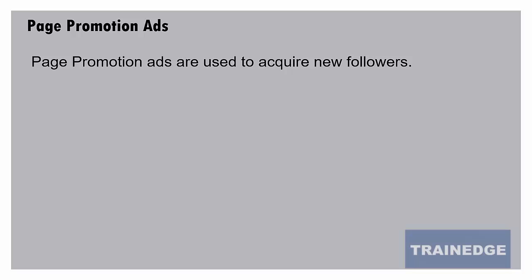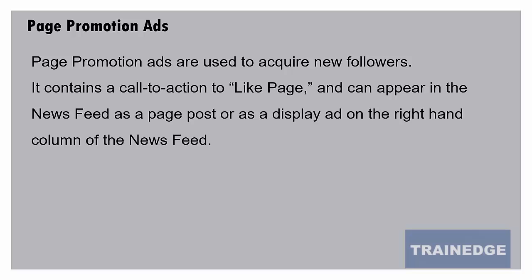Let us see the different types of ads in a little bit more detail. The page promotion ad is used to acquire new followers. It contains a call to action which says like page, and when somebody clicks that button, they become followers of the page. It can be shown both in the newsfeed as well as on the right hand side of the page.